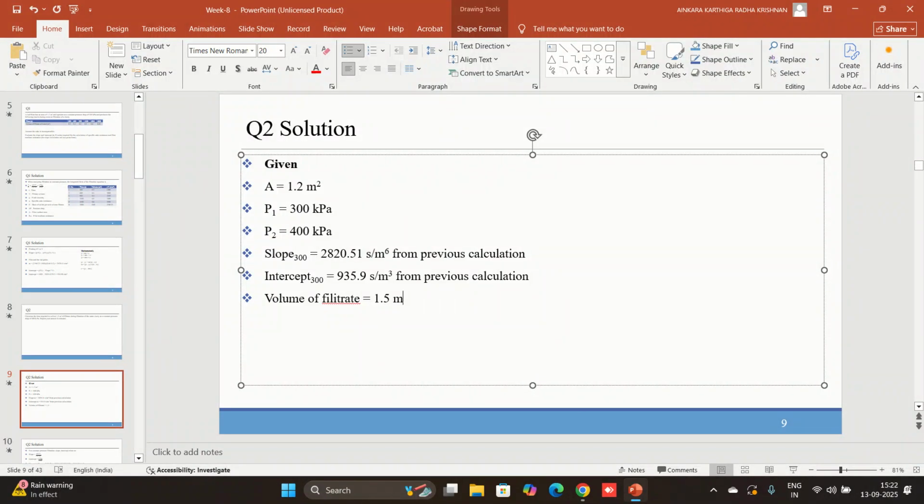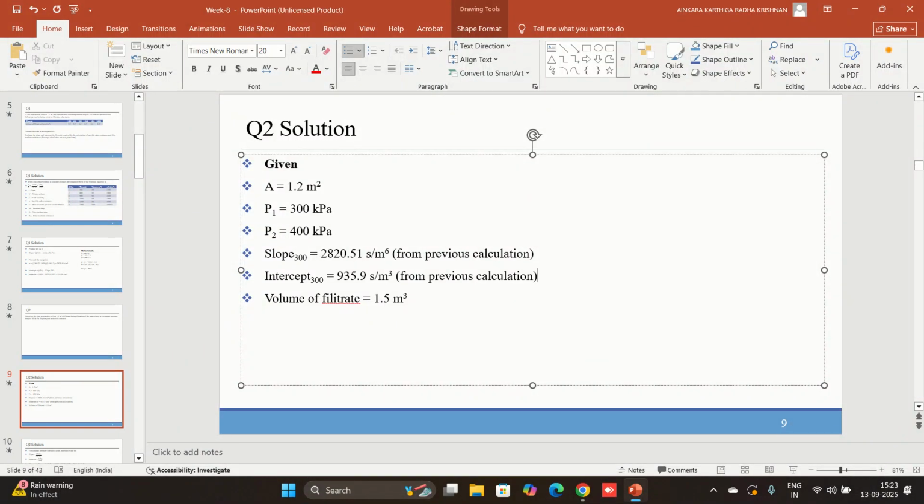Is equal to 1.5 meter cube. And pressure 1, that is in the question 1 it is 300 kilopascal, and pressure 2 it is 400 kilopascal. The new condition is 400 kilopascal. So from the previous calculation, what did we find out? Slope at 300 is equal to 2820.51 seconds per meter power 6, and intercept we found out as 935.9 seconds by meter cube.